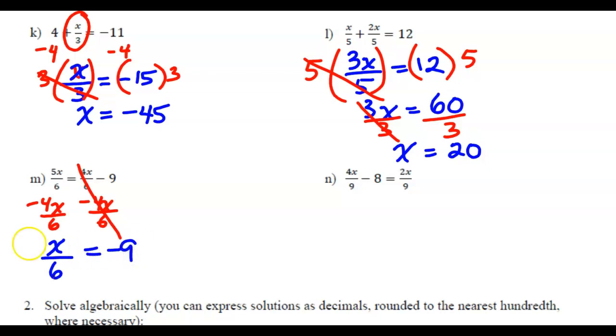And then I'm going to multiply by 6. Oops, let me do that in red. So x is negative, what is that, 54.